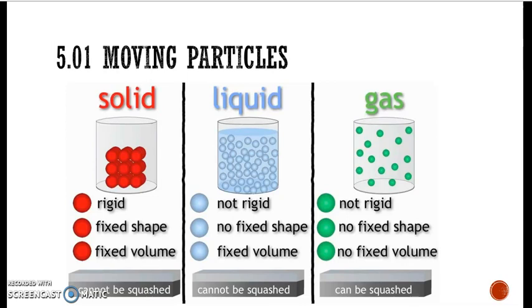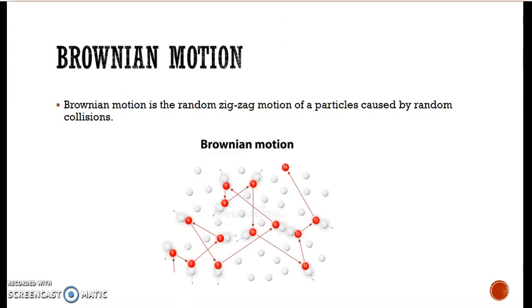All right, let's move on. Brownian motion. Brownian motion is the random zigzag motion of a particle caused by random collisions. That's what Brownian motion looks like down there. As you can see, this big gray one moves here and boom, it gets bumped. And over here, boom, it gets bumped. It gets bumped by random molecules, and that's why it's zigzagging throughout.